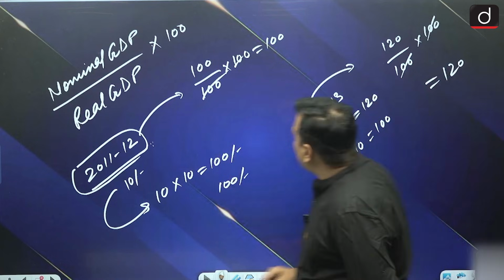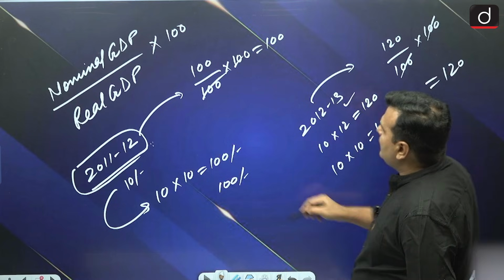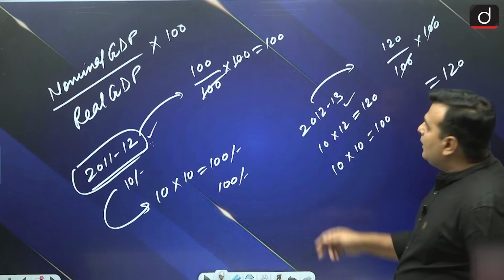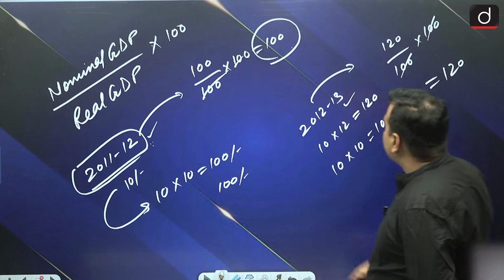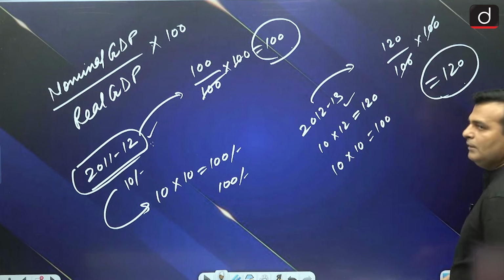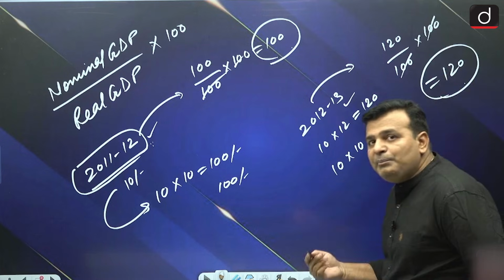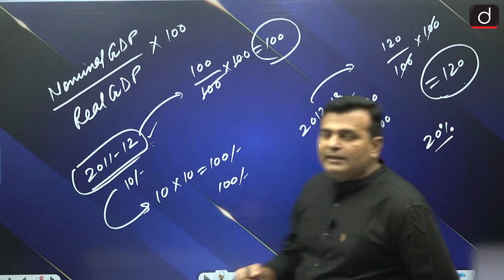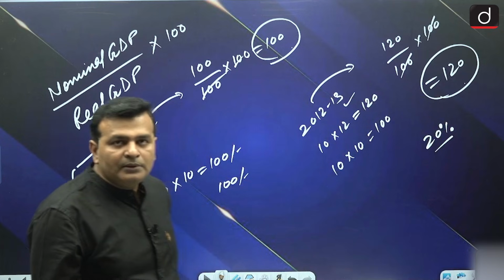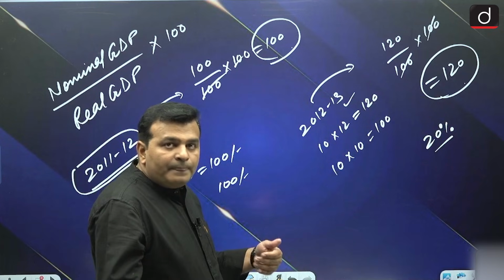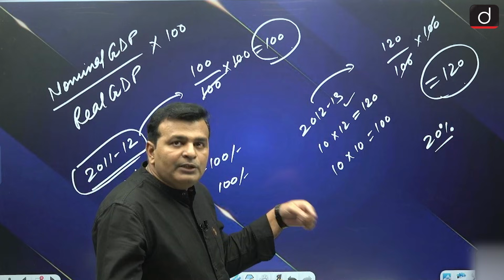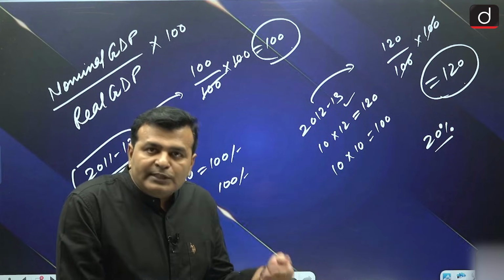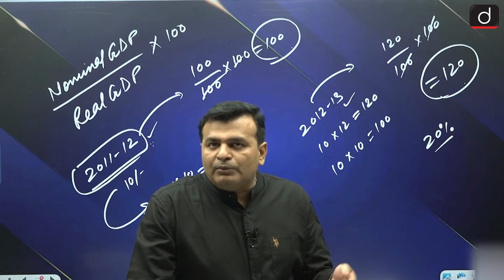Now compare the GDP deflator of this financial year with the GDP deflator of the previous financial year. As compared to 100, 120 is an increment of 20%. So we can conclude that inflation has increased by 20%. So this is how GDP deflator is used as a tool in order to calculate inflation.